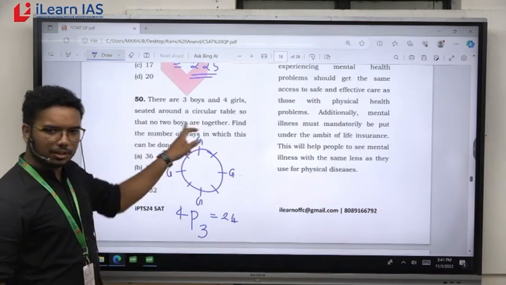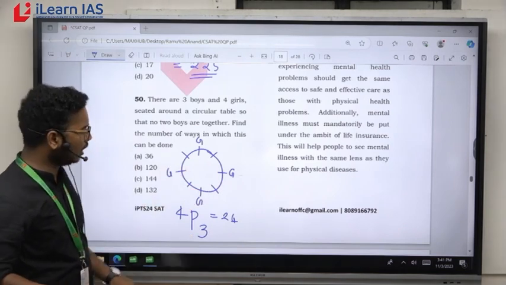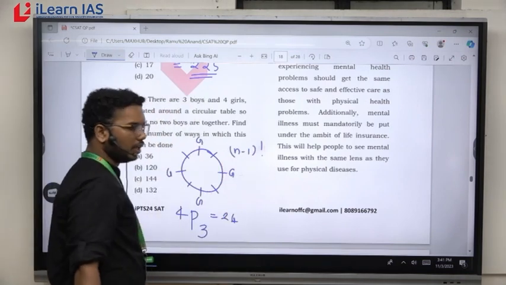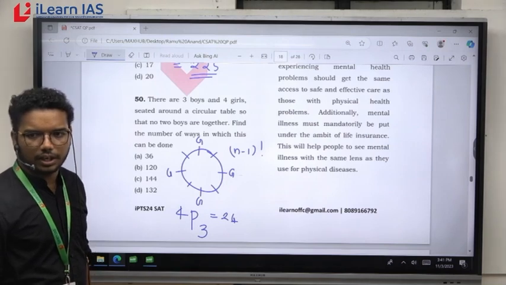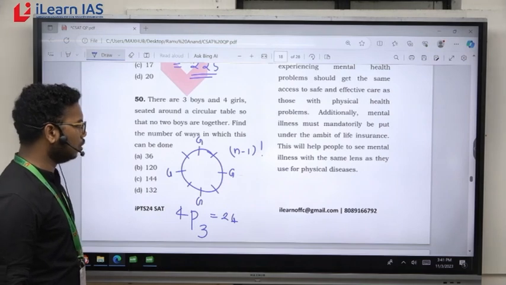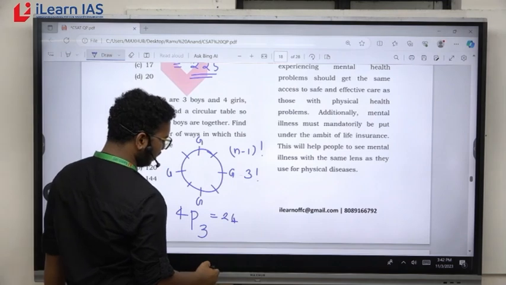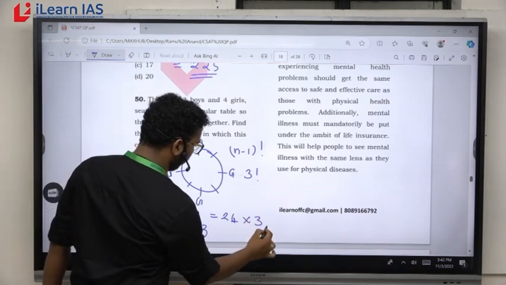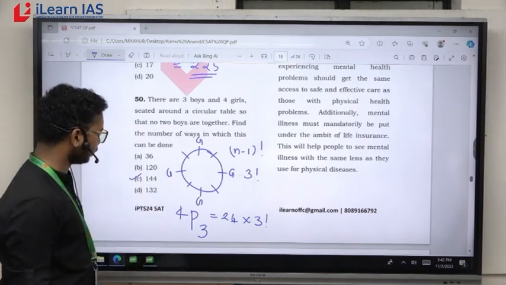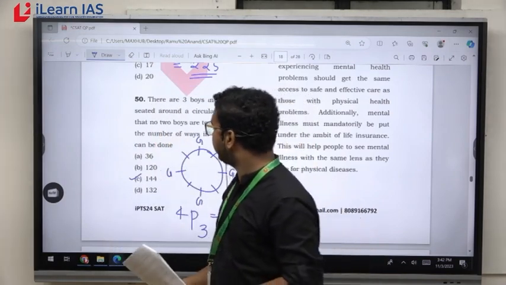Now we can rearrange the girls. It is a circular permutation. Circular permutation ways is given by n minus 1 factorial. If it were a straight line, it would be n factorial. Since it is circular, it is n minus 1 factorial. So n minus 1 factorial is 3 factorial, as n is 4. So total ways is 24 into 3 factorial, that is 144. Clear? Next question.